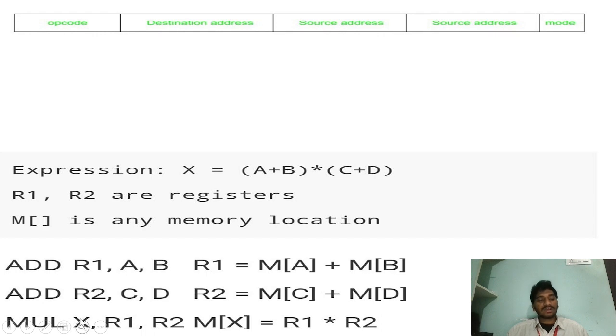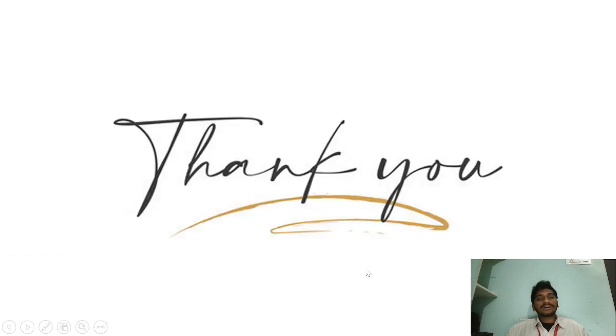The third step will be multiplication: MUL X, R1, R2. First multiply the R1 register and R2 register, and the result is stored in the X value. So M of X equals R1 star R2. And thank you.